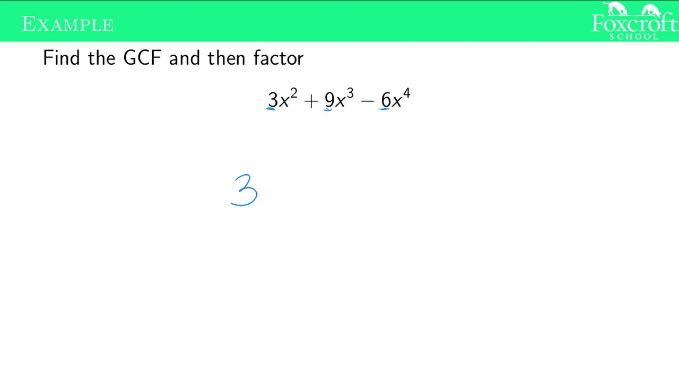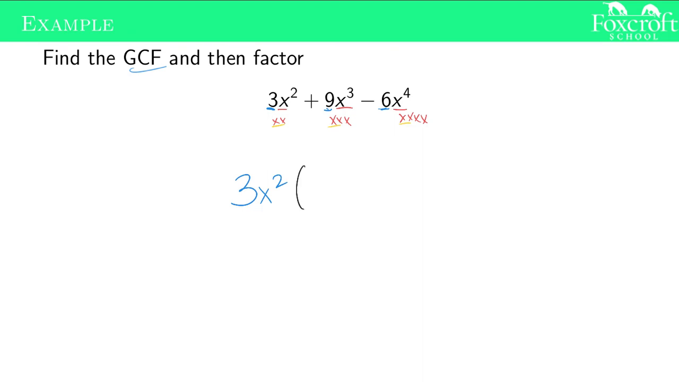And then the next thing I'll do is look at the variable parts. Again, you don't have to do this every single time, but I'll just write it down. x squared is 2 copies of x. x cubed is 3, and x to the 4th is 4. And we'll see the biggest thing they all have in common is 2 copies of x. So what I'm going to be able to pull out is 3x squared. This is my GCF, my greatest common factor.